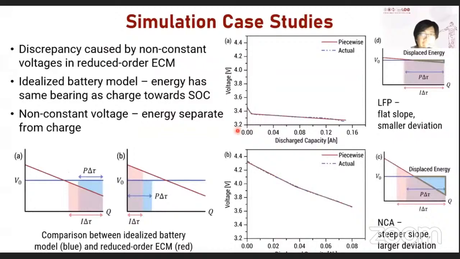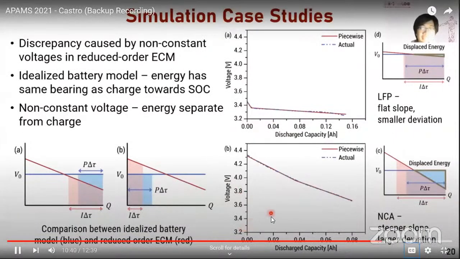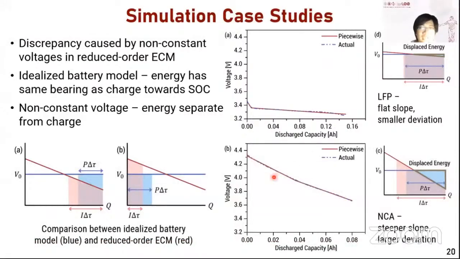That's because the lithium iron phosphate or LFP battery has a flat discharge curve, which is consistent with the idealized battery model, which assumes a constant voltage. Meanwhile, the NCA and NMC chemistries have a steep voltage curve, which deviates from the idealized battery model.